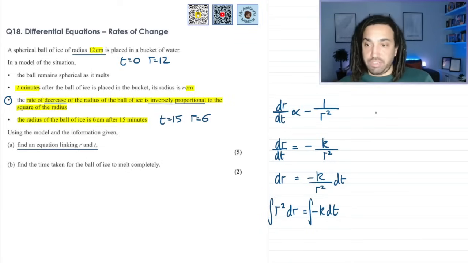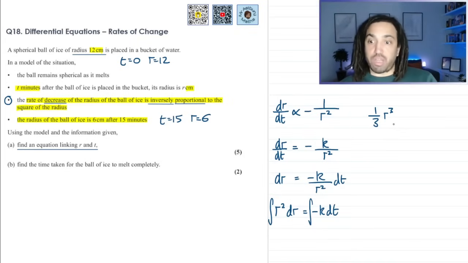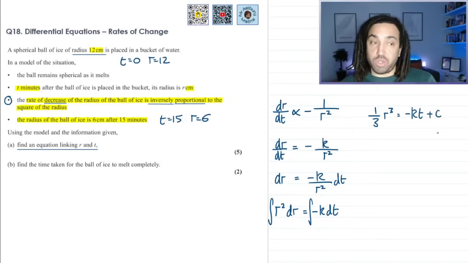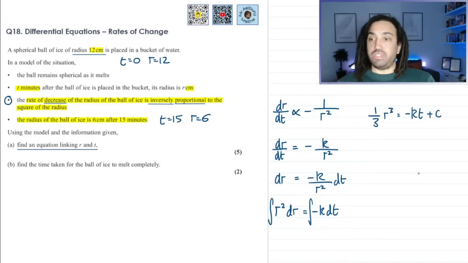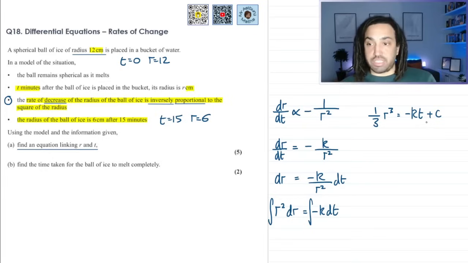So integrating the left-hand side, up the power, divide by the new power, gives us a third r cubed. K is a constant. When a constant integrates, it integrates to a constant times by whatever variable we're integrating with respect to. So it's going to integrate to minus kt plus the constant of integration as well. So that's why we've got these 2 constants now, but we've got 2 conditions that we could sub in to find the 2 constants.